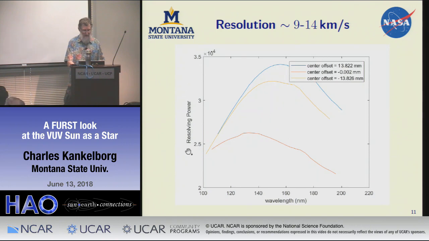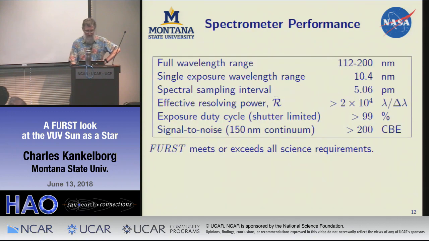This is resolving power, which is lambda over delta lambda. So actually we have the worst focus at the center of the detector and the best at the edges. But we could probably reach a much better compromise by tweaking that up a little bit. The thing is, we didn't have to for the proposal because all of these curves are well above the 20,000 that we set down in our requirements table. And so we really have tremendous spectral resolution, up in many cases over 30,000. So it's a tremendous spectrometer, really, as it turns out.